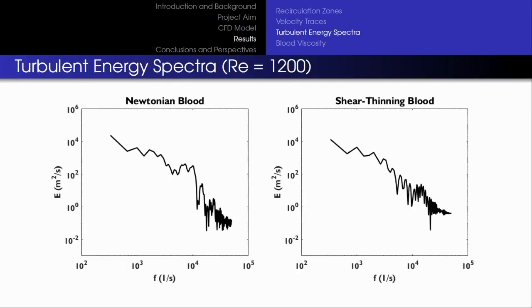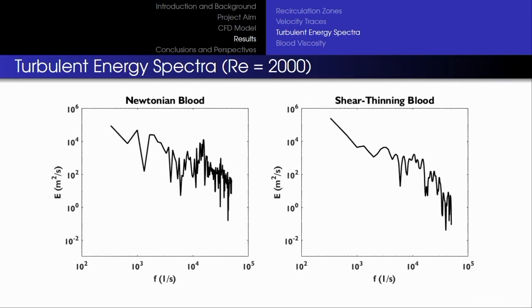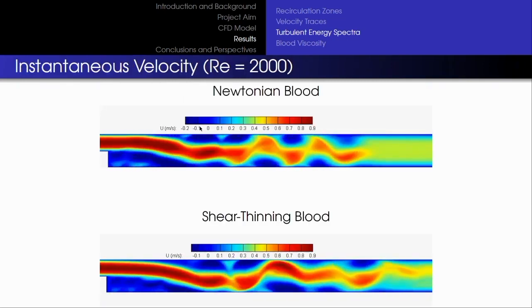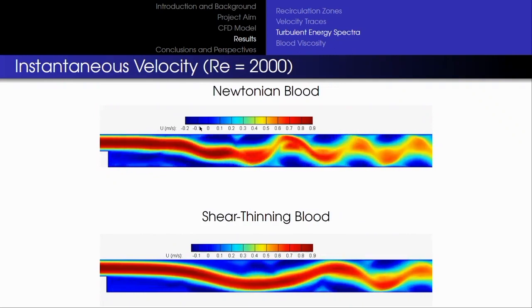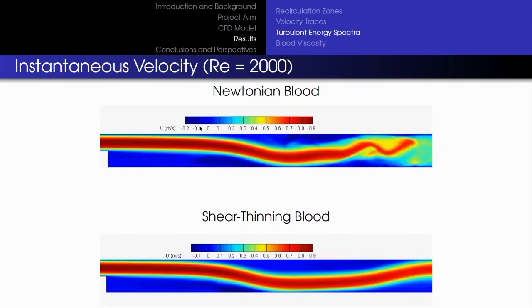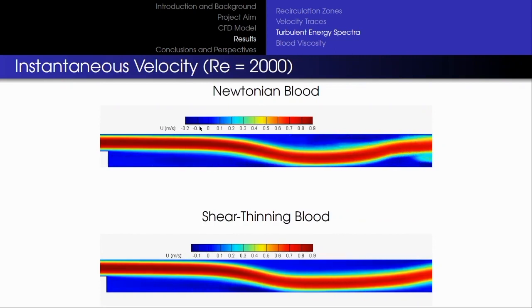We can also look at the turbulent kinetic energy spectra, and for the Reynolds number of 1,200, we get fairly similar energy spectra. But when we look at a Reynolds number of 2,000, we get a much bigger difference between the two models. And here's a video. The top one is at Reynolds number 2,000, and the top one is Newtonian blood, and the bottom one is shear thinning. We can see there's a bit of difference in the velocity fields for each model.